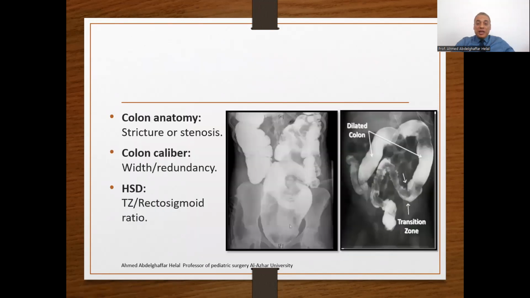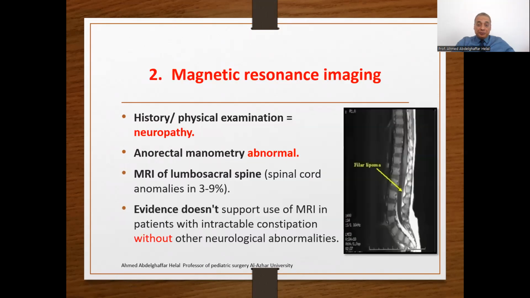Number 2, the colon anatomy, strictures or stenosis, the caliber, the redundancy, the transitional zones or recto-sigmoid ratio can be observed in the contrast enema, and then rectal biopsy is indicated.